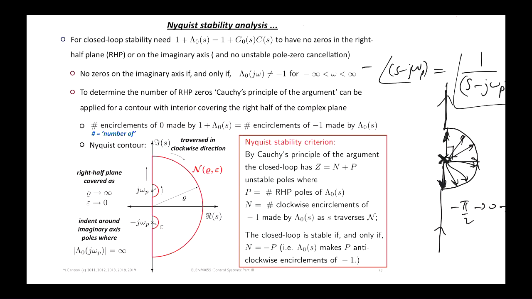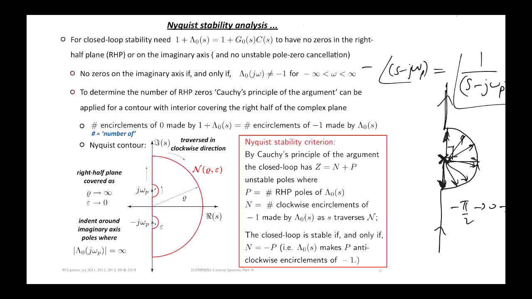And to determine how many zeros this rational function has in the right half plane, we can apply Cauchy's principle of the argument. As we saw last time, Cauchy's principle of the argument allows us to keep track of the phase of a function as it's evaluated around a closed contour, and we keep track of the net change in phase. The net change in phase will be the difference between the number of zeros inside that contour and the number of poles inside that contour.